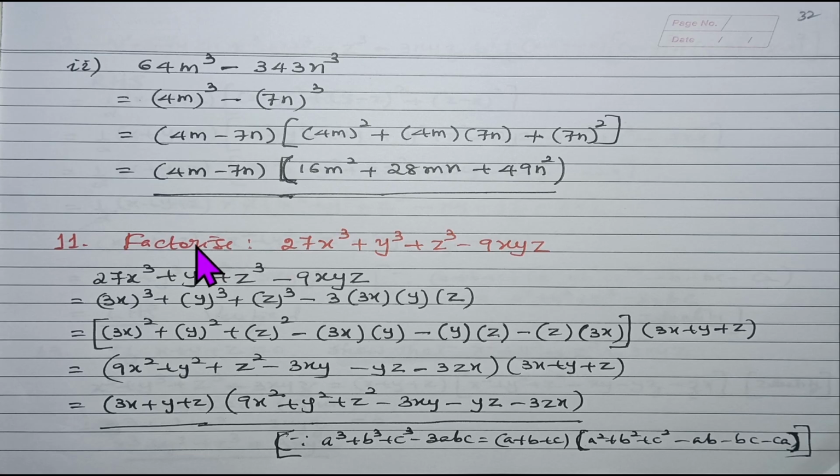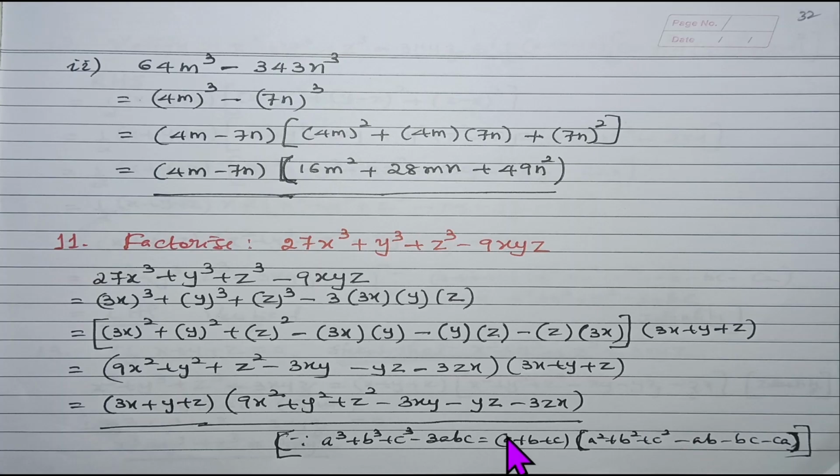Now coming to the next example, that is factorization of 27x cube plus y cube plus z cube minus 9xyz. So let us understand this. There is one cube term here, a second cube term here, and a third cube term here, and there is 9xyz. It appears that we can use an identity here, and the identity which can be used is a cube plus b cube plus c cube minus 3abc is equal to a plus b plus c in the bracket a square plus b square plus c square minus ab minus bc minus ca.